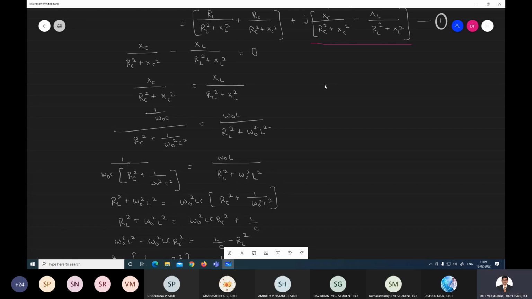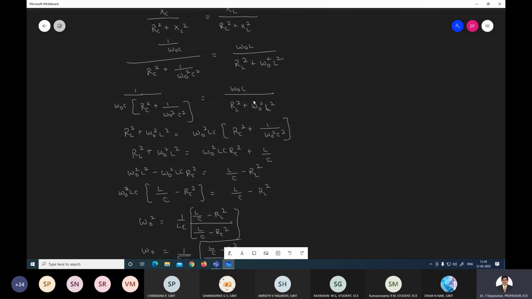Further, you can simplify 1 by omega naught square into RC square plus 1 by omega naught square C square is equal to omega naught L divided by RL square plus omega naught square L square. This you cross multiply. Now here you are multiplying: RL square plus omega naught L square is equal to omega naught square LC into RC square plus 1 by omega naught square C square.